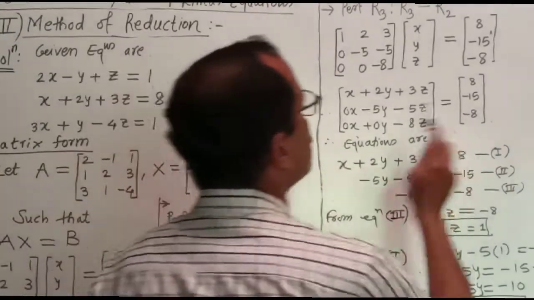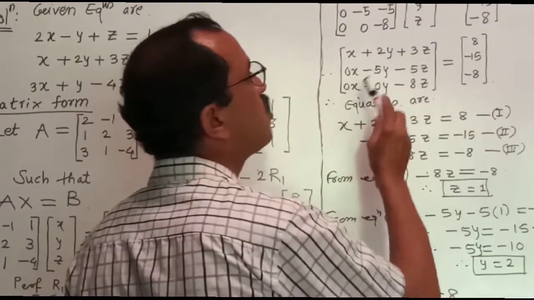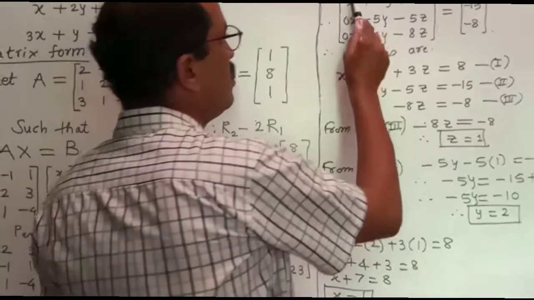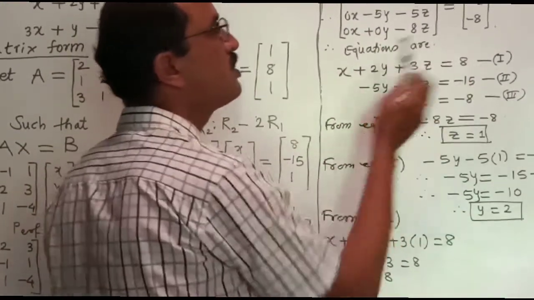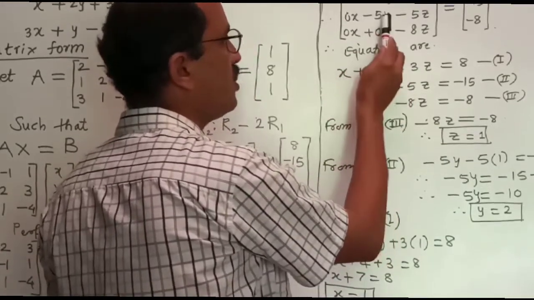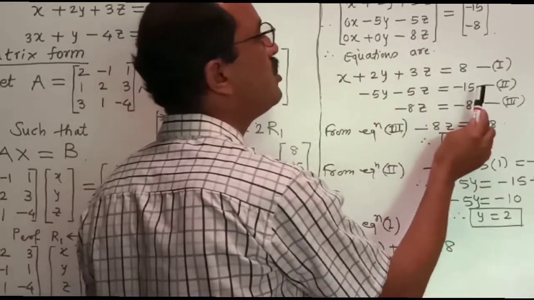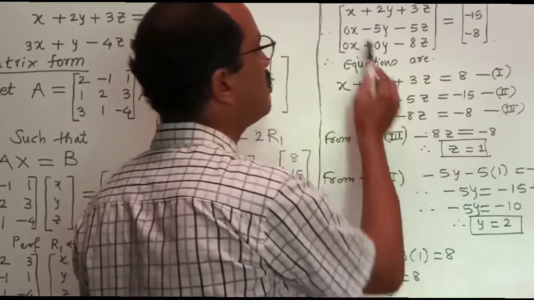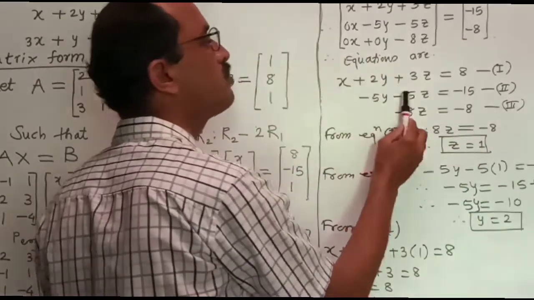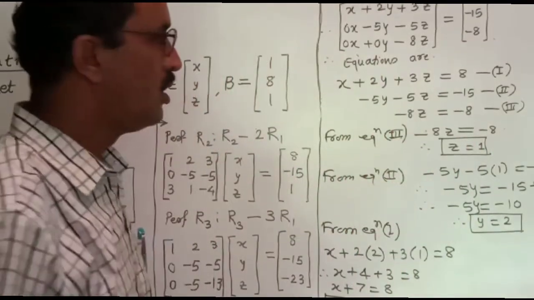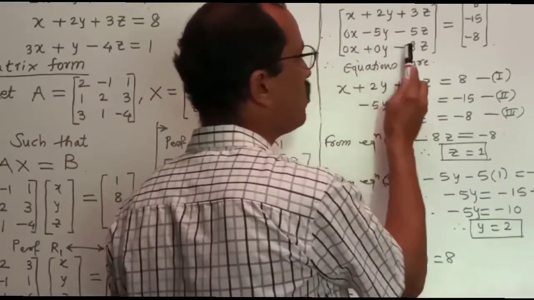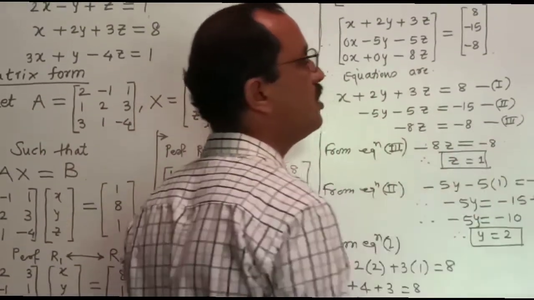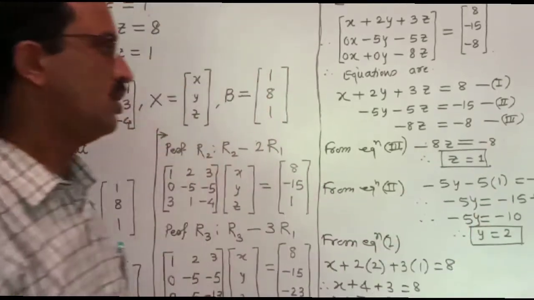So we get equations by using the definition of equal matrices. The first equation is x plus 2y plus 3z is equal to 8. This is the first equation. 0x minus 5y minus 5z is equal to minus 15, where 0x means 0. And the third equation is 0x, 0y, minus 8z is equal to minus 8. That is equation number 3.